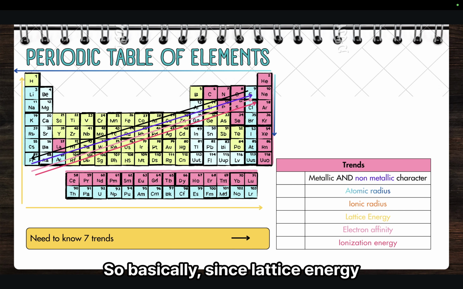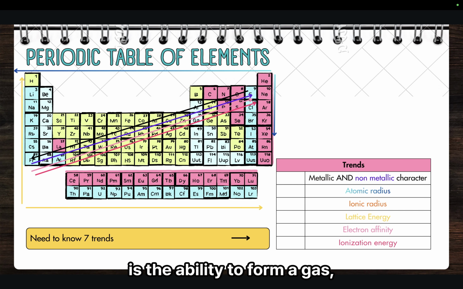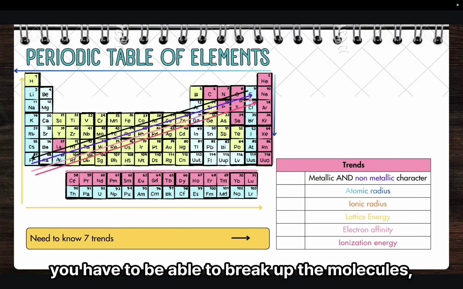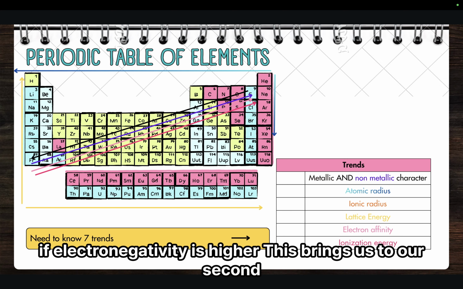Since lattice energy is the ability to form a gas, for you to be able to form a gas, you have to be able to break up the molecules, and that's easier to do if electronegativity is higher.